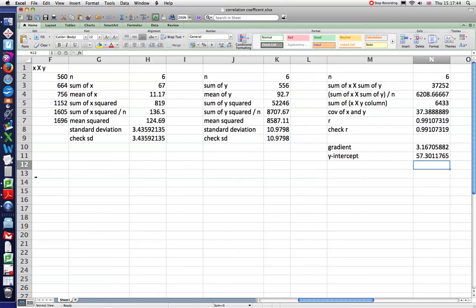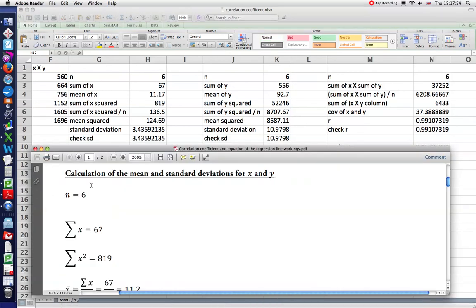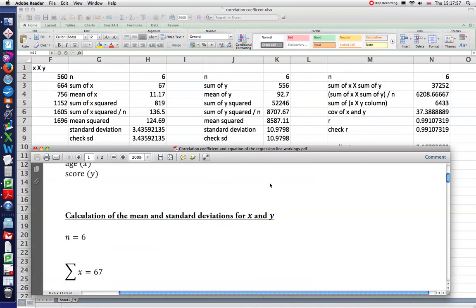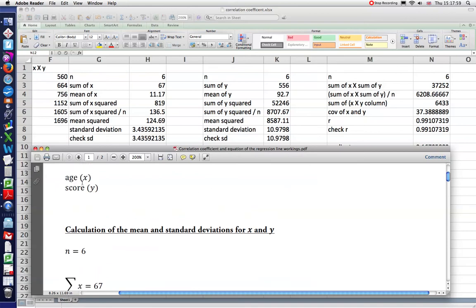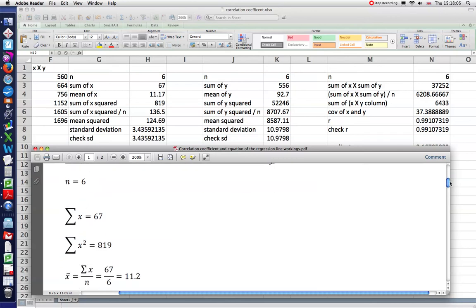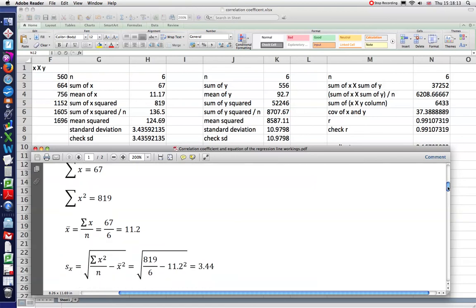Now let me just bring up my working, because we've got all the numbers here. We just need to make sure in our working we're showing these. We can't just go straight to the correlation coefficient or straight to the equation of the straight line. So here is my working here. Okay, so first I've said that I've called age x and score y, and if I scroll down, I've listed things like the sum of x. There's the sum of x there. The sum of x squared. I've shown how I've calculated the mean.